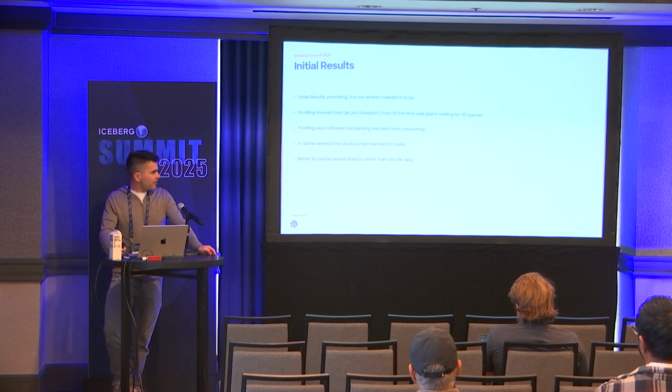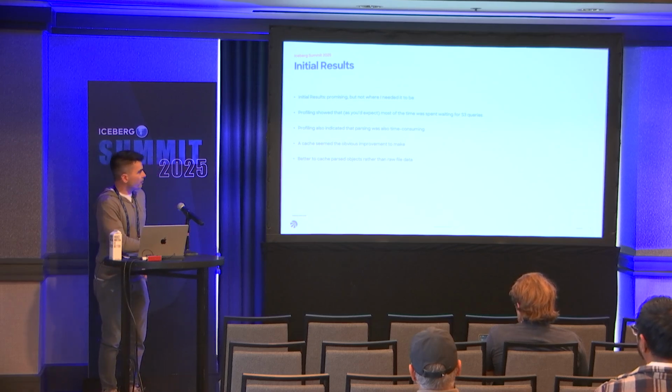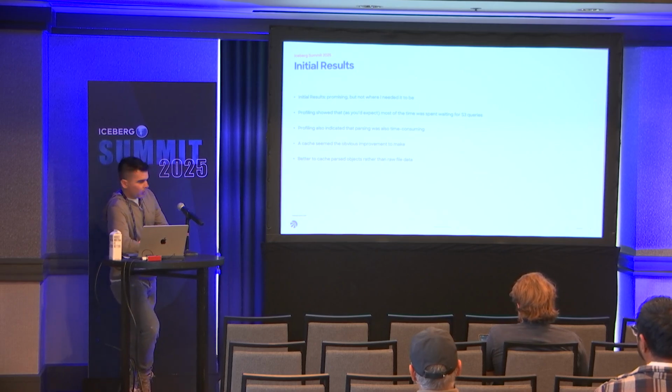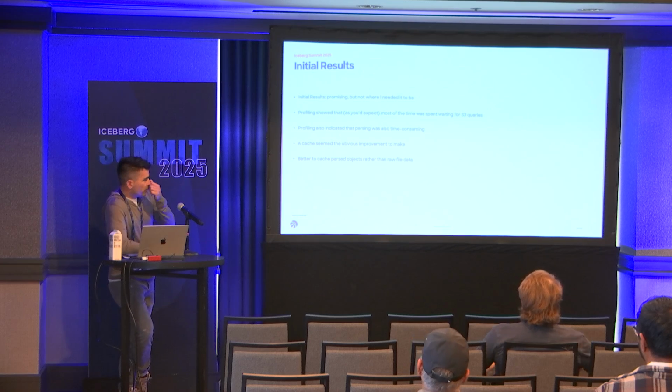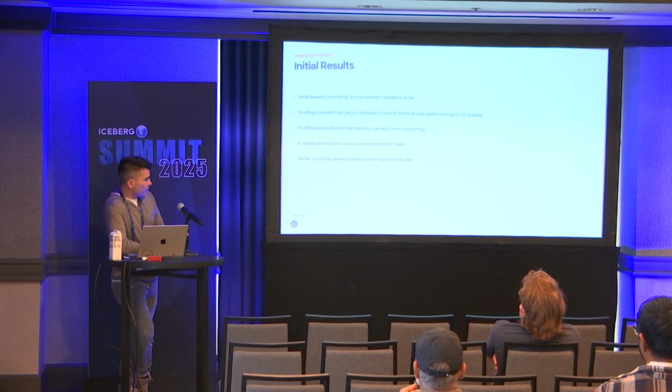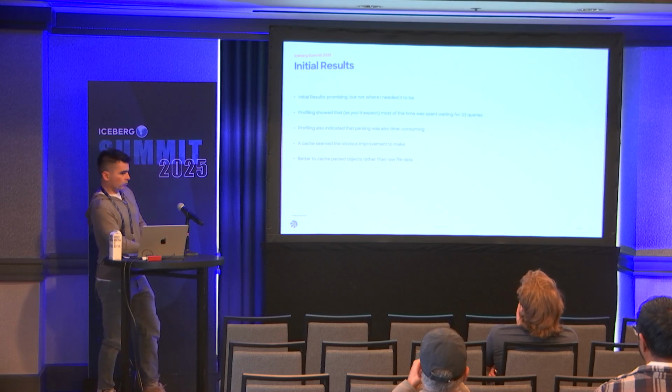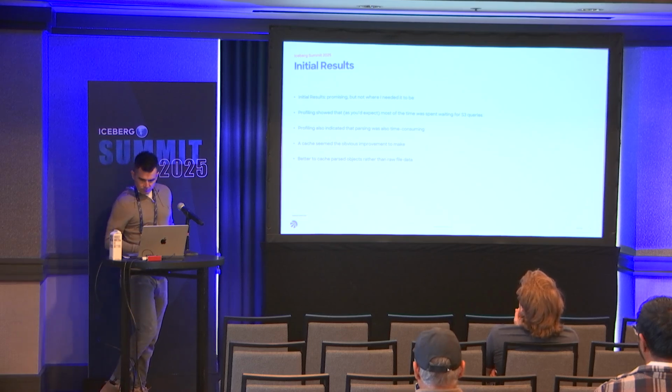I think Ryan alluded to this morning. You have those 3 serial requests that are effectively unavoidable. And also, the profiling indicated that parsing was also pretty time-consuming, parsing the manifest list, and so on. So a cache seemed to be the obvious improvement to make, and also that it would be better to cache the parsed objects rather than the raw data themselves.